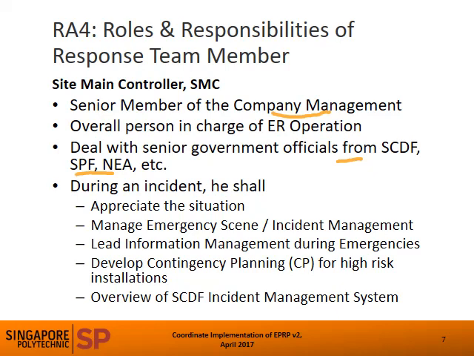The SMC also needs to develop contingency planning for high-risk installations, and he has to look at the overview of the SCDF incident management system. That's why he needs to undergo certain courses.